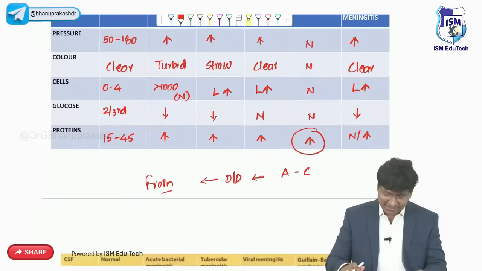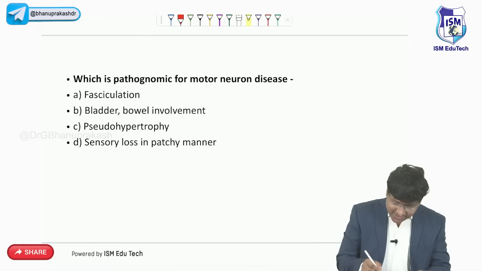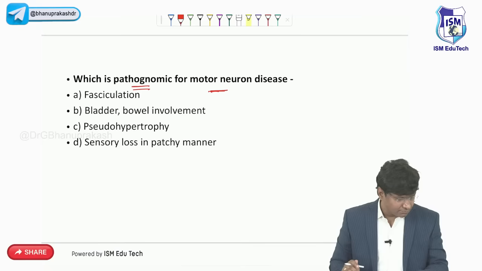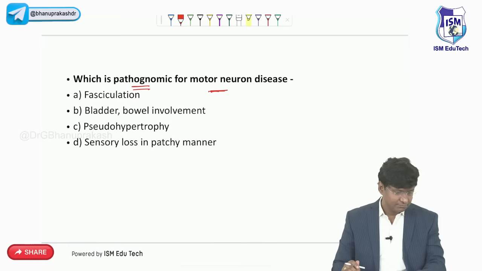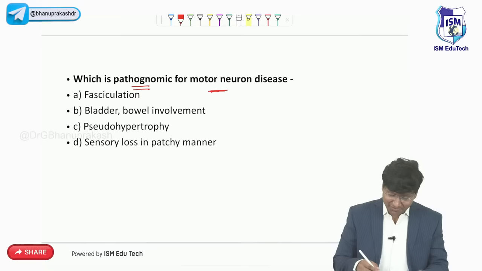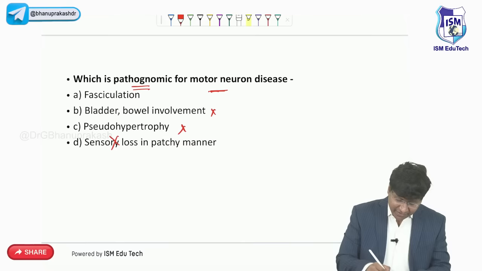Now the next important neurological disorder will be motor neuron disease. So the quick question is, which is pathognomonic for motor neuron disease? Anyone of you? Right, so in motor neuron disease, please remember, it is only the motor neurons that are being affected, right? So among the options which have been given to you, sensory loss, never. Bladder and bowel involvement, never. Pseudohypertrophy, never. And pathognomonic will be your fasciculations, okay?